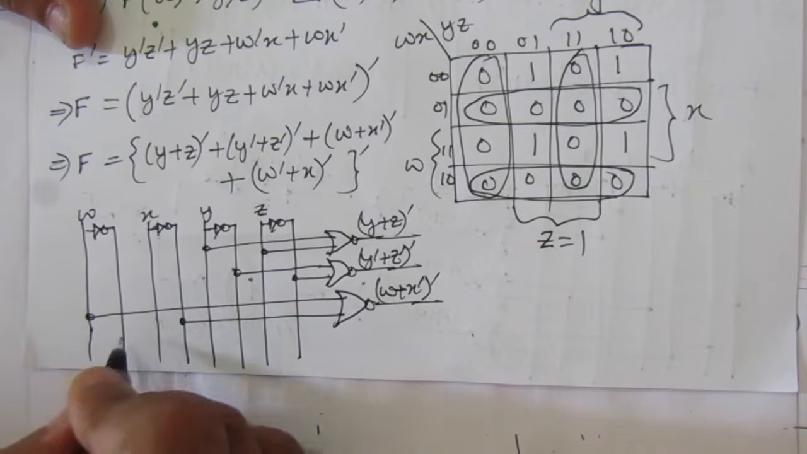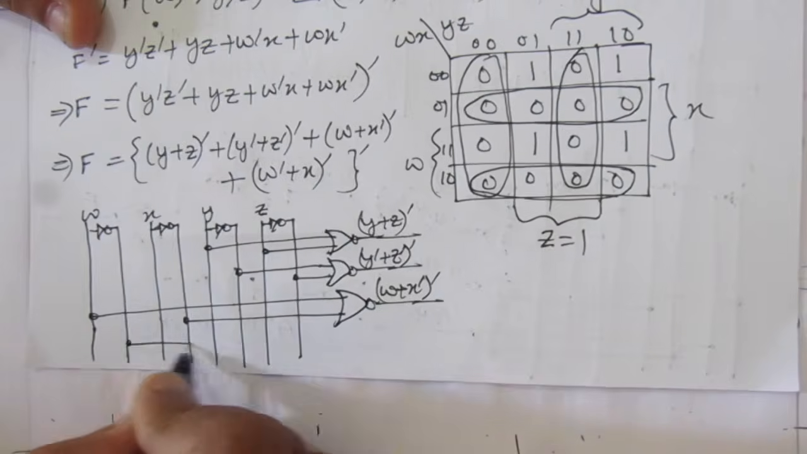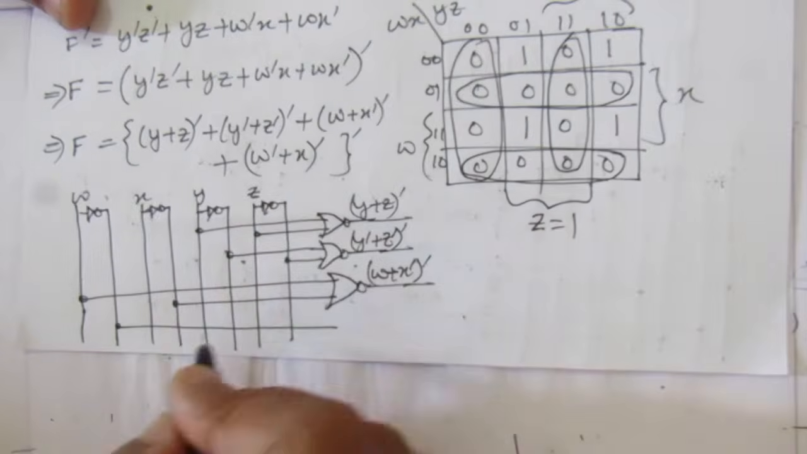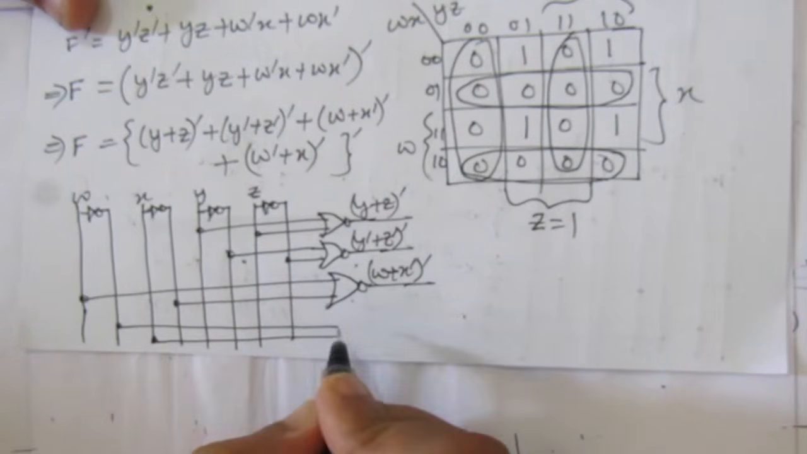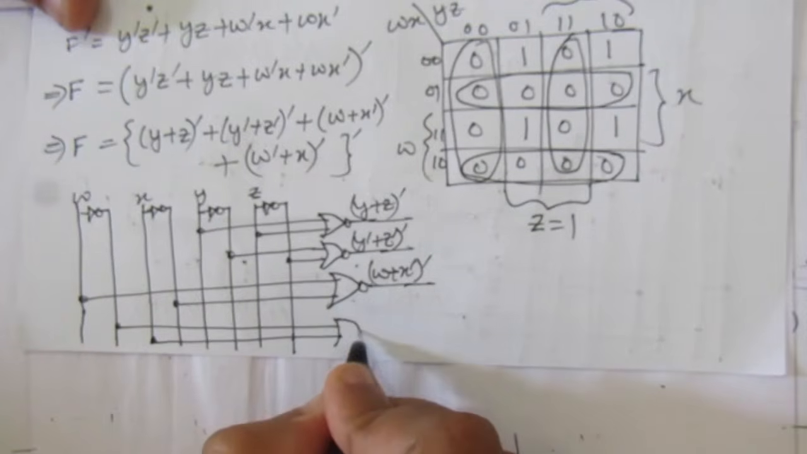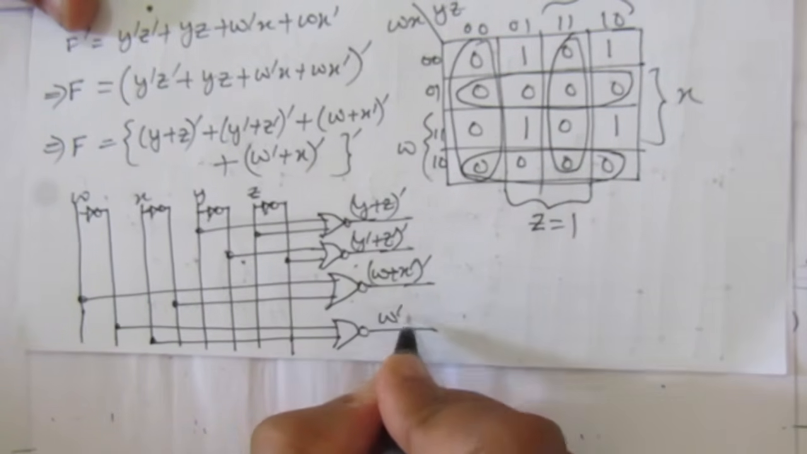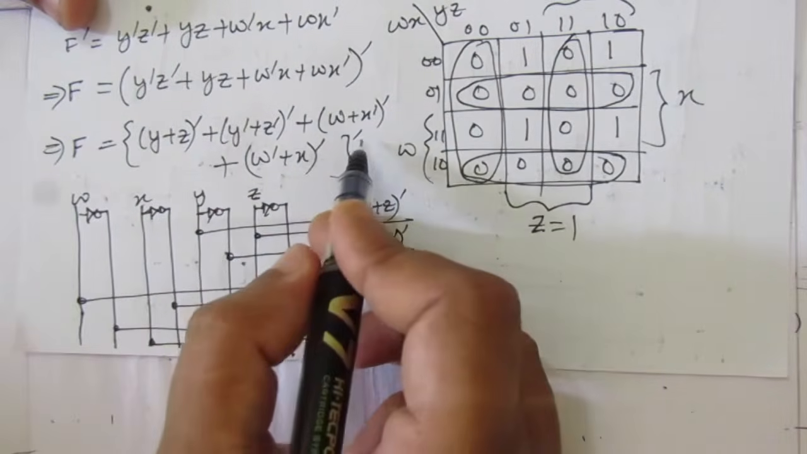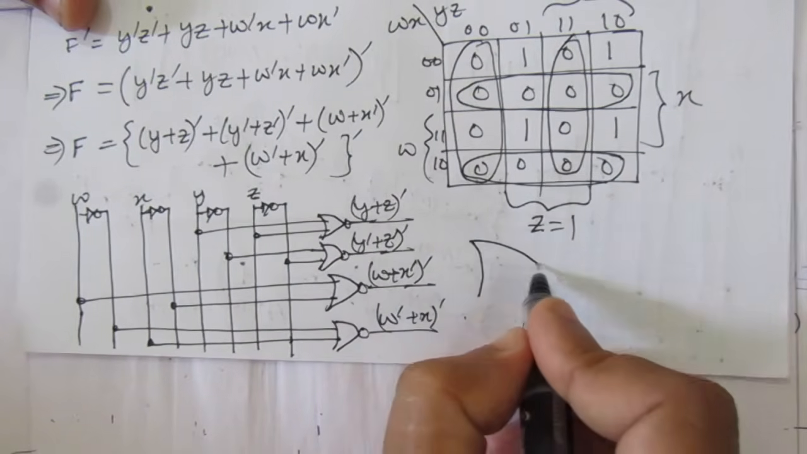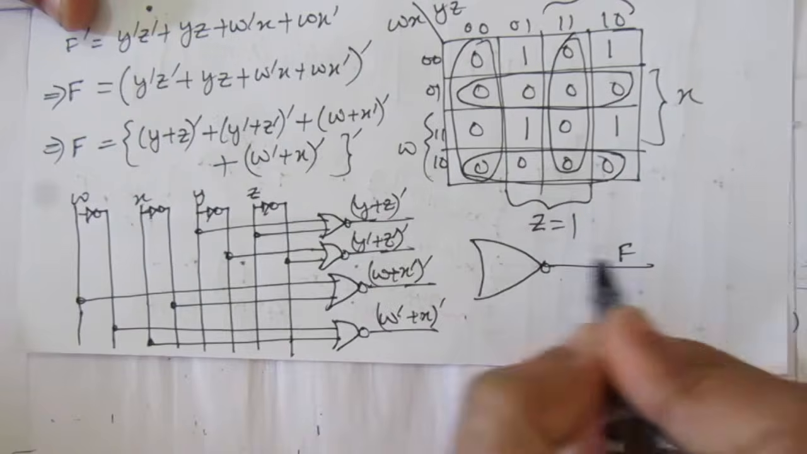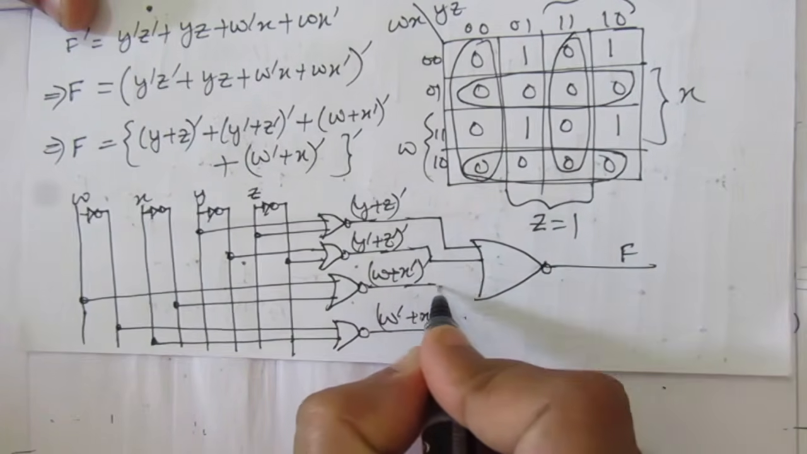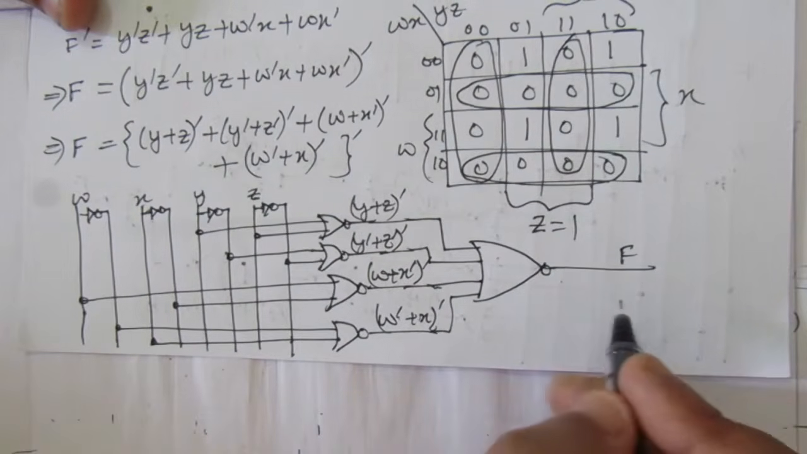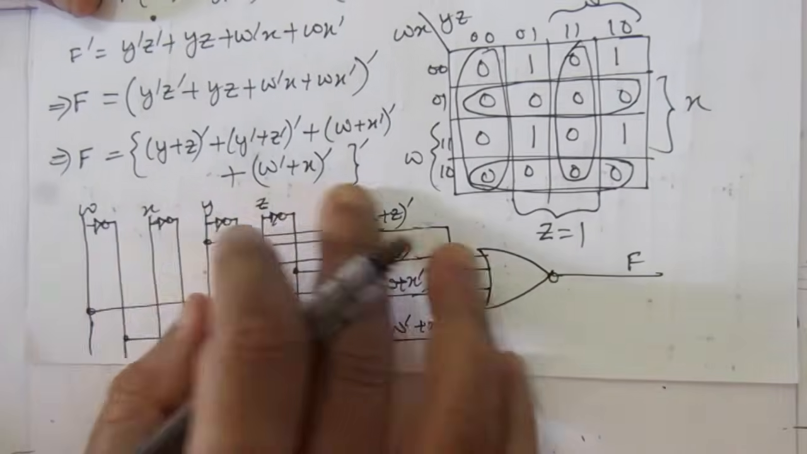Then we have (w bar plus x) whole bar. w bar is this line, and x is this line, so we use a NOR gate here and get (w bar plus x) whole bar. Then we have to add these and take a complement, which means we use a 4 input NOR gate, and the inputs will be these 4: 1, 2, 3 and 4. So this is the logic diagram of the simplified given function.